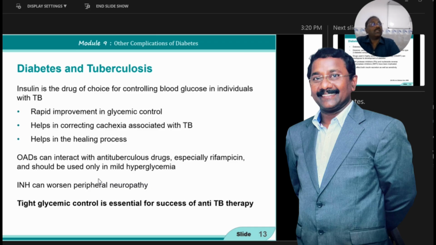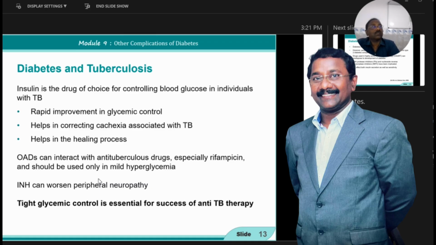There is rapid improvement in glycemic control with insulin therapy. So definitely your TB control also will be good. It helps in correcting the cachexia associated with tuberculosis. Insulin is an anabolic hormone. They gain weight, and it increases the appetite. So these are all good. And it helps in the healing process. Your cavitation, your caseation, your fibrosis, everything will be reduced very fast with insulin therapy.